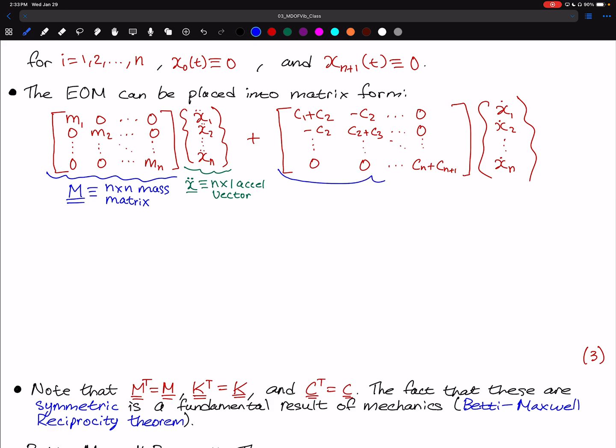We'll call this matrix here, we'll use a big C, the double underline, and we'll call this the n by n damping matrix. And this vector we'll say is x dot, which is the n by 1 velocity vector.